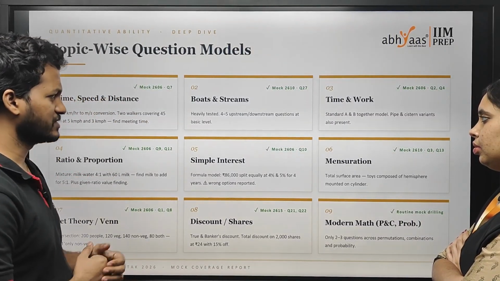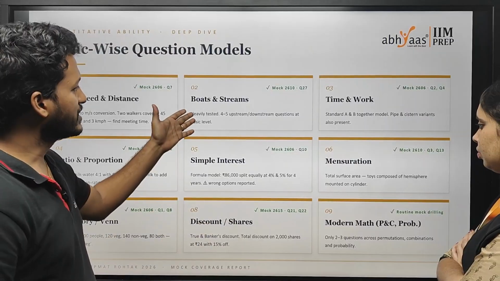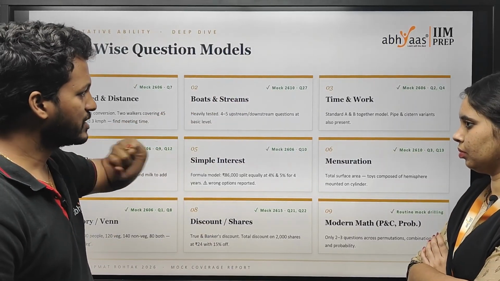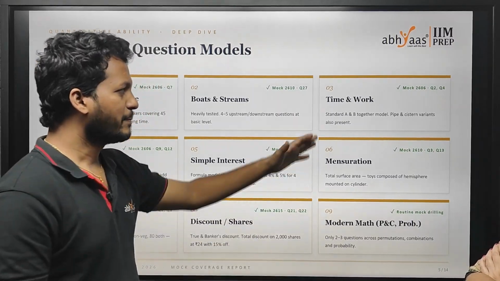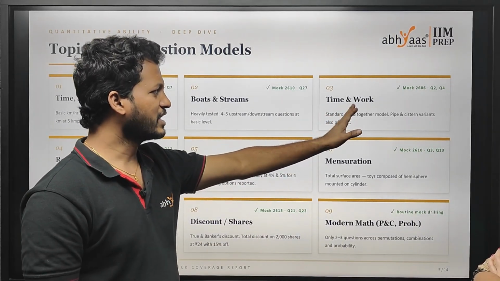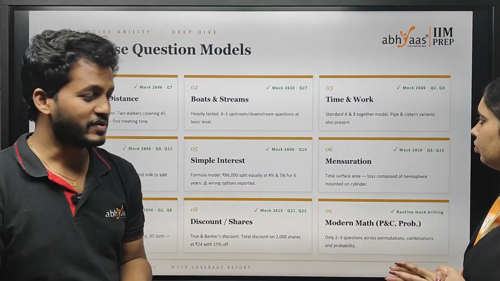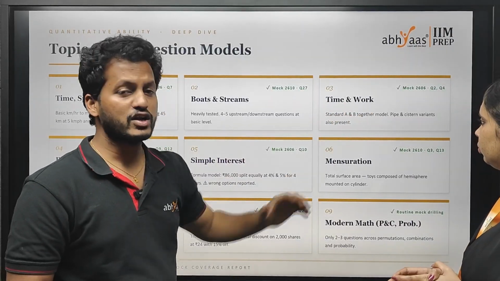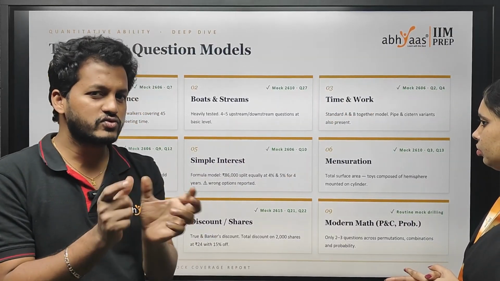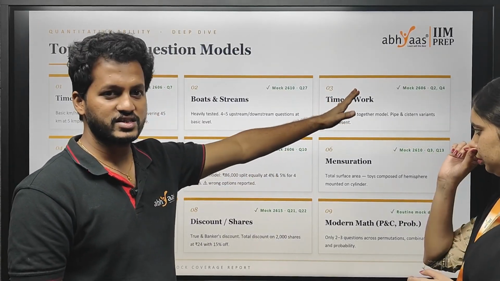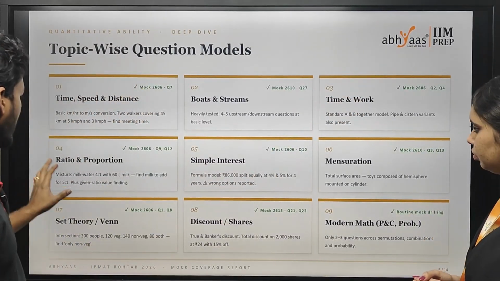Next, coming to boats and streams related to relative speed, this topic was heavily asked. Coming to time and work also, and pipes and cisterns: A and B working together, how many days it will take, and converting that into pipes and cisterns also. In pipes and cisterns, we have only one concept called negative work. If you can cover that, these are easily solved. These are all covered in our mocks.